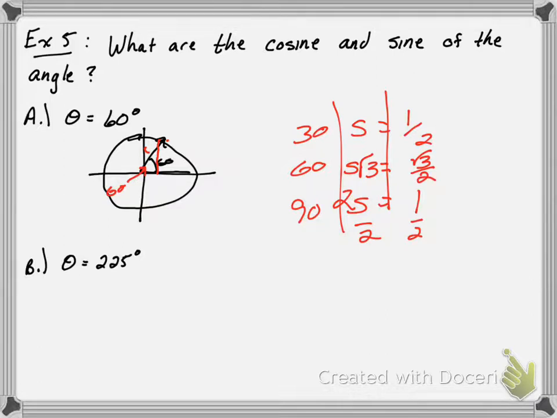Okay? So we're looking at this point, we'll call it P, x, comma, y. The cosine of 60 degrees, remember the x is the shorter side, so that's going to be 1/2. And the sine of 60 is going to be across from the longer side, which is radical 3 over 2.